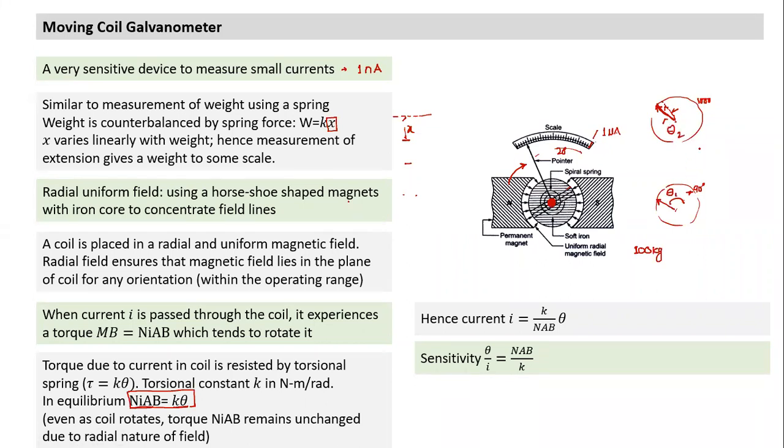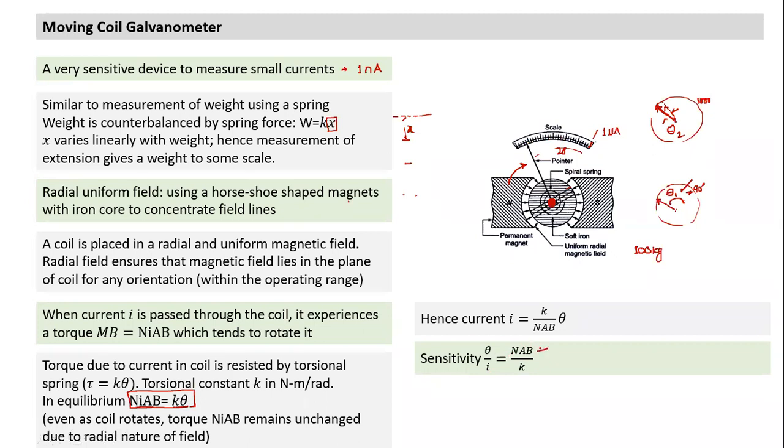Among the two machines, which machine is more sensitive to weight? The one which has larger displacement for the same weight is more sensitive. So that is how sensitive the machine is. This is an indication of sensitivity in weight measurement. In a similar way, we can measure the sensitivity of a galvanometer in terms of the angle by which it deviates or rotates for a given current value, and that sensitivity is equal to NAB by K. If I want a very sensitive galvanometer, which means it should have significant angular displacement even for a small current, how do I make it very sensitive?